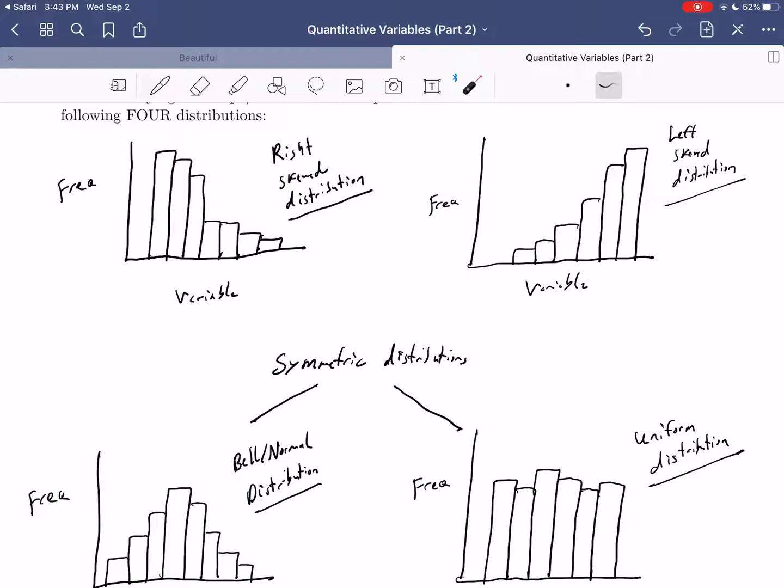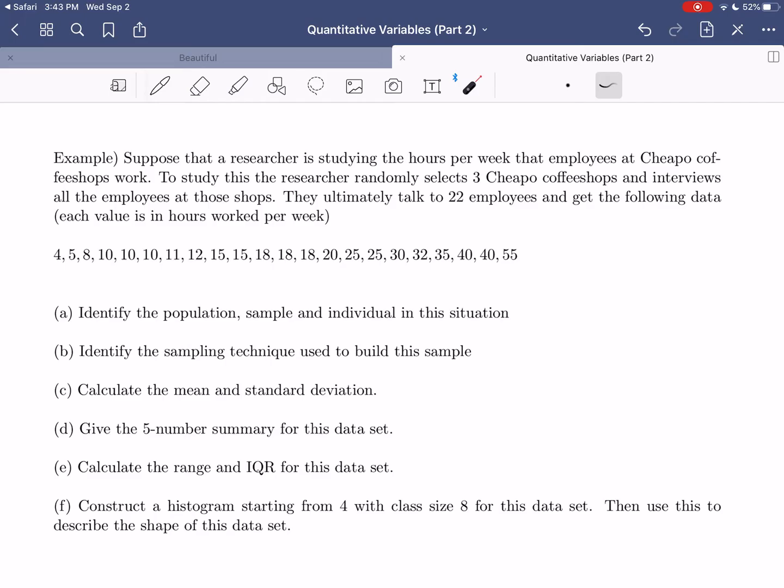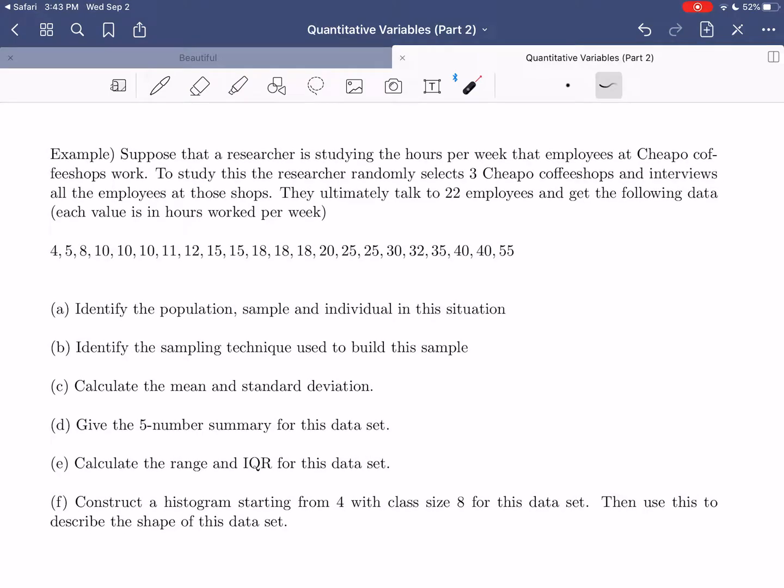All right, so I think this is enough for us to get into an example here. We should go ahead and actually build a histogram and try to diagnose its shape. For this example, we're going to suppose that a researcher is studying the hours per week that employees at these cheapo coffee shops work. So to study this, the researcher randomly selects 3 of these cheapo coffee shops and interviews all the employees at those shops. So they end up talking to 22 employees, obviously, because if there's 3 coffee shops, there's going to be several employees at each shop. So they ultimately talk to 22 employees, and they get the following data.